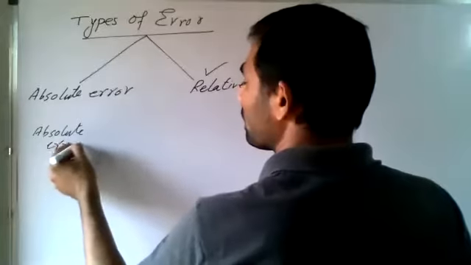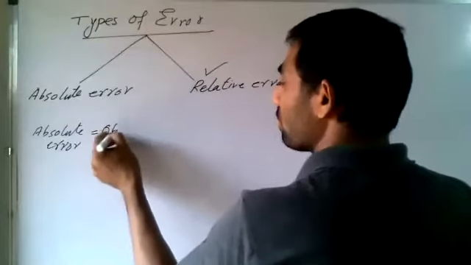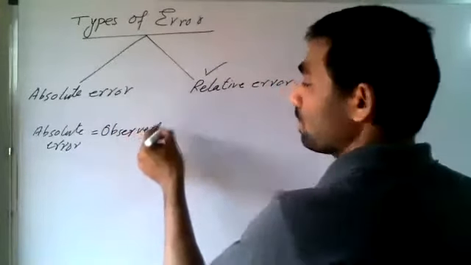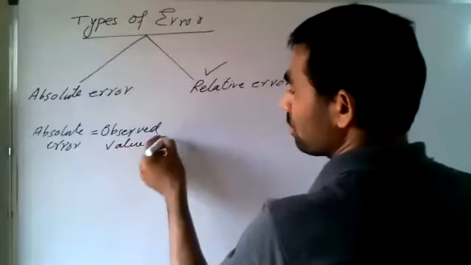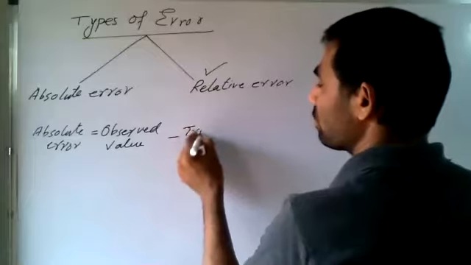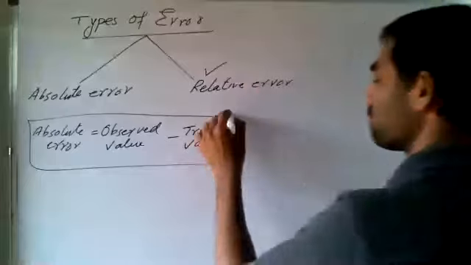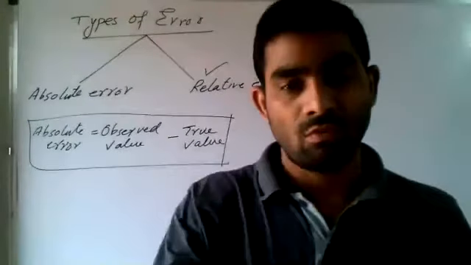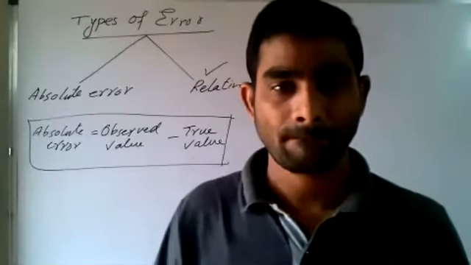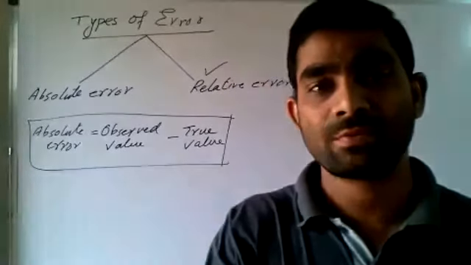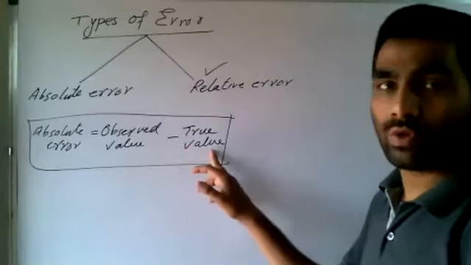Absolute error is the difference between the observed value minus true value. This is called absolute error. What is absolute error? Absolute error means observed value minus true value.